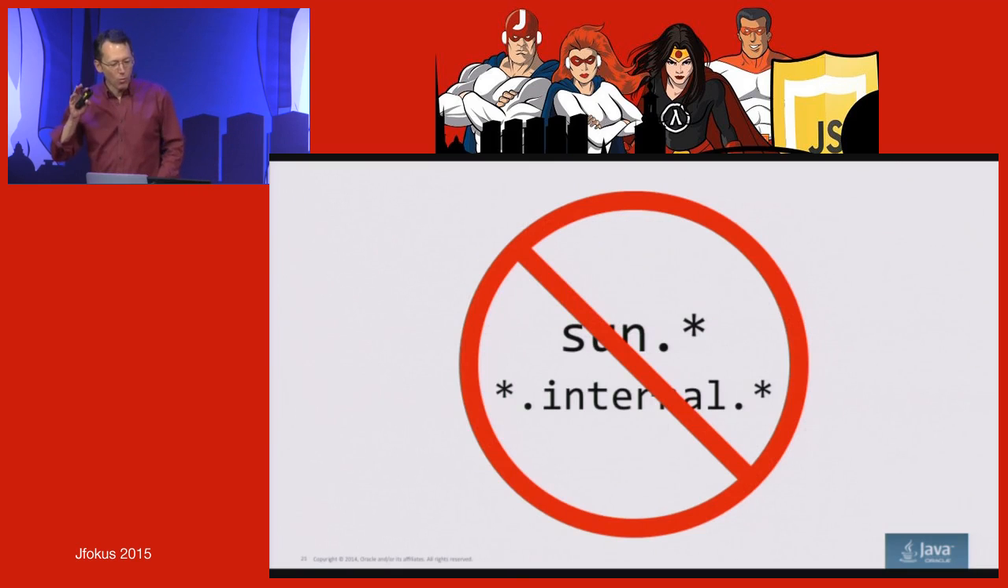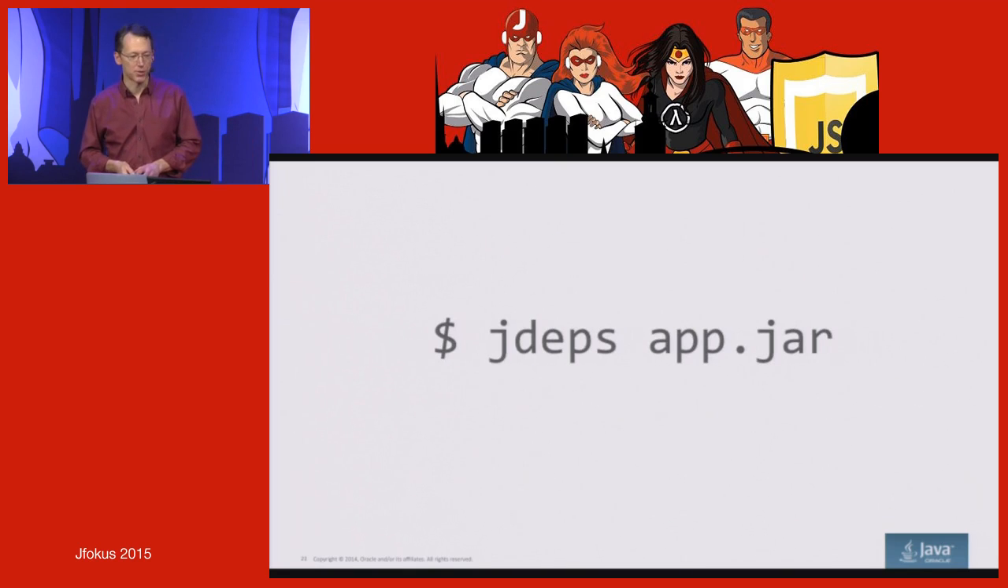Okay, when we conceal the internal classes, when we make the sun.star classes and other internal things inaccessible by default, that is going to break some code. So if you maintain something, especially if you maintain a library that other people use, it would be really helpful to go use this tool called JDEPS. So we ship this tool called JDEPS. It's actually in JDK 8.